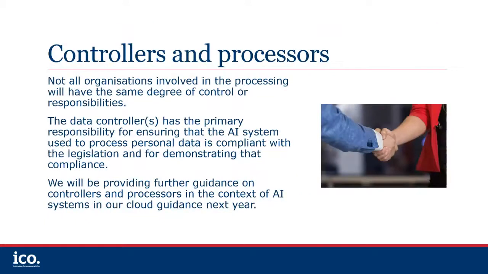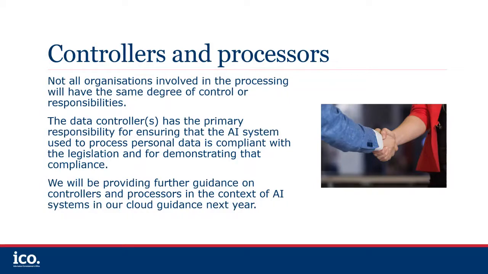An important distinction when it comes to accountability is between controllers and processors. Often, several different organizations will be involved in developing and deploying AI systems which process personal data. The GDPR recognizes that not all organizations involved in the processing will have the same degree of control or responsibility. It is important to be able to identify who is acting as a controller, a joint controller, or a processor, so you understand which GDPR obligations apply to which organization.